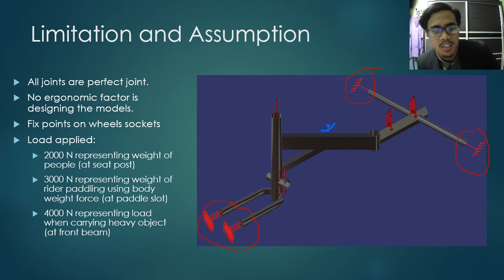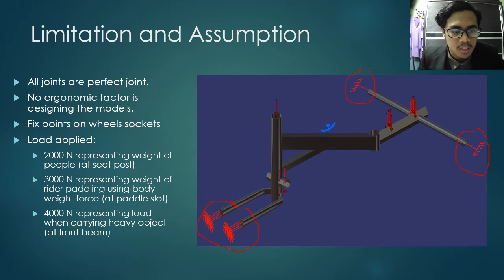Also, the load applied on the frame is determined from the weight of the rider, the force of the rider when pedaling, and also the weight of the heavy object lifted by the tricycle. The weight of the rider is set at 2000 Newton, which is around 203 kilogram, which is two times the weight of a normal person, which is 100 kilogram.